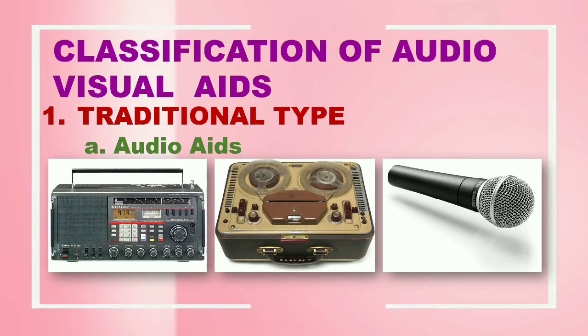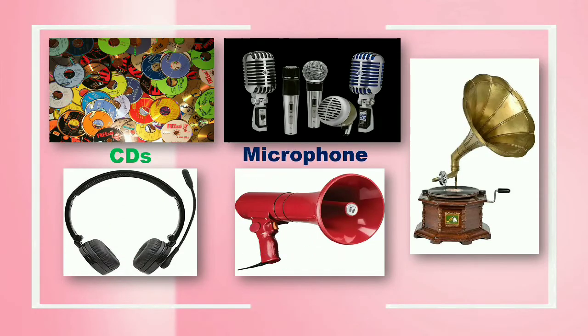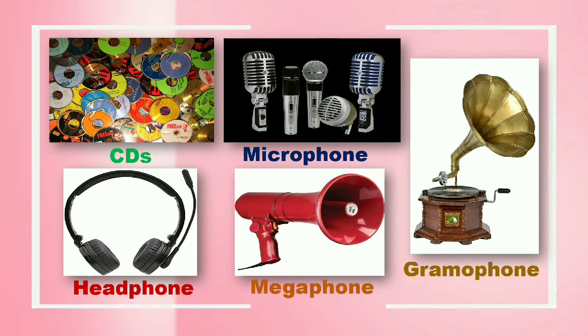Well, now, let's continue with the classification of audiovisual aids. First, traditional type. This type includes audio aids, visual aids, and audio-visual aids. Audio aids involve the sense of hearing. Please notice the examples I have here. Radio, tape recorder, and mic. We have CDs, microphone, headphone, megaphone, and gramophone.